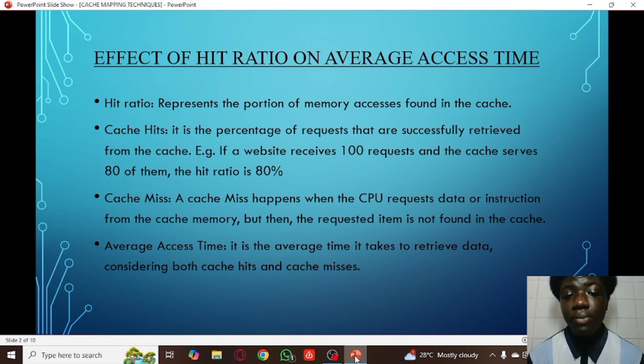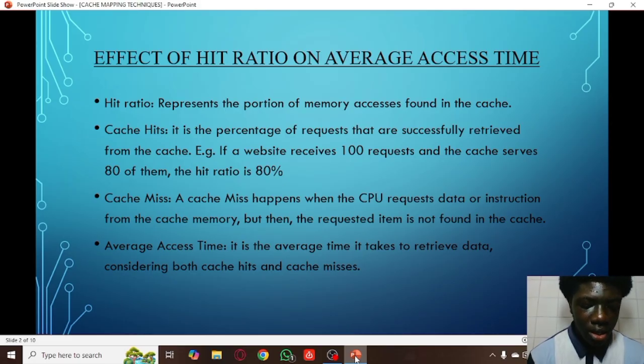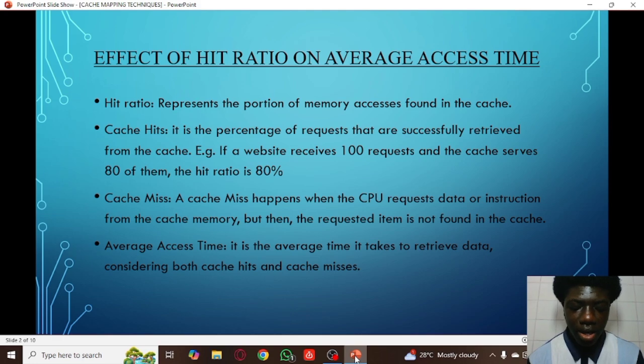An example is if a website receives 100 requests and the cache serves 80 of them, the hit ratio is 80%. Cache miss: a cache miss happens when the CPU requests data or instruction from the cache memory, but the requested item is not found in the cache. Since the requested item is not found in the cache, it cannot be retrieved, which is the vice versa of the cache hit.